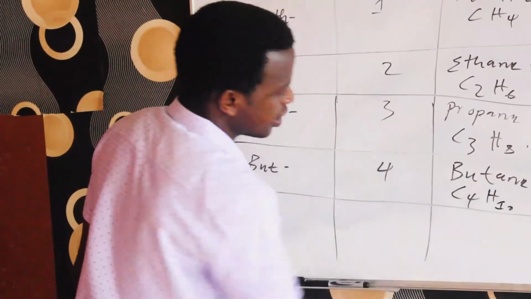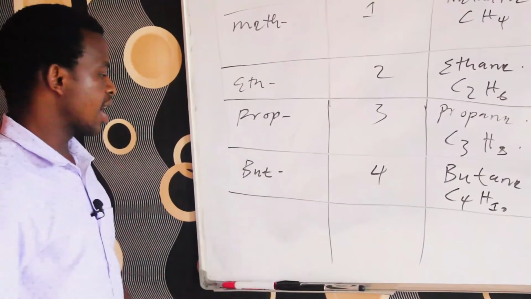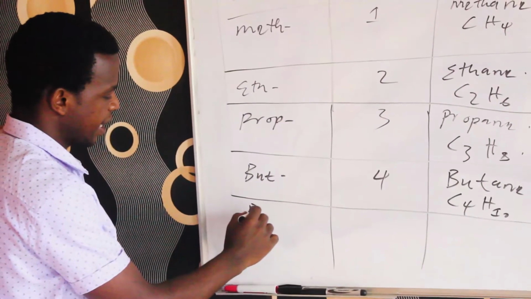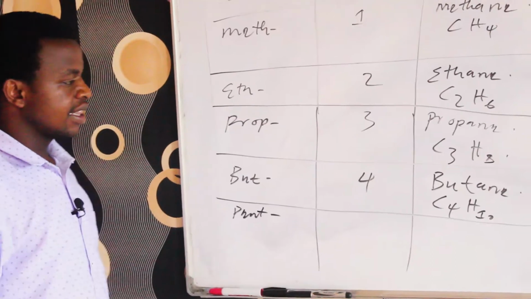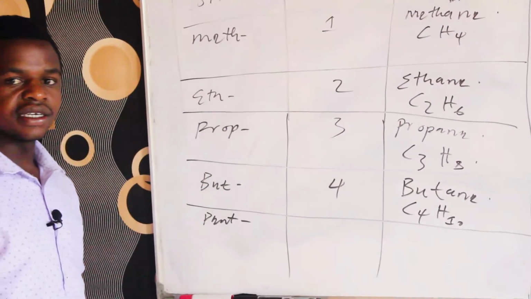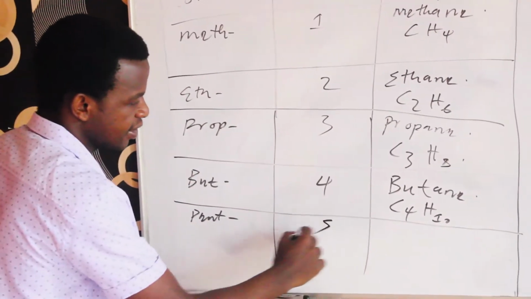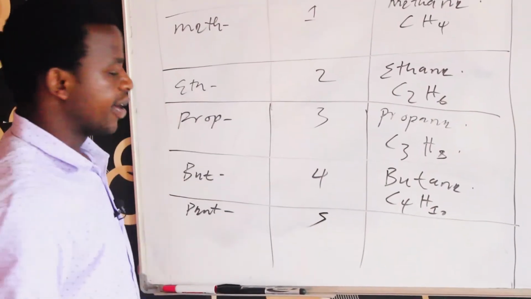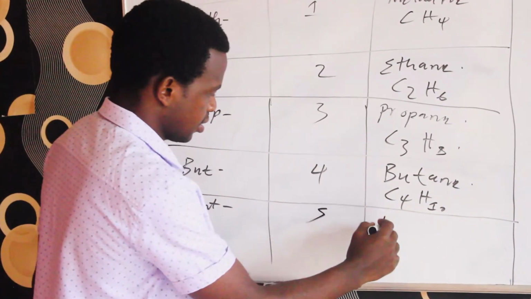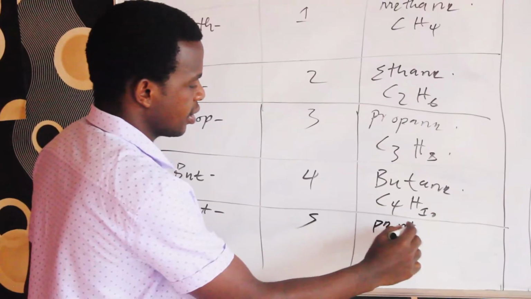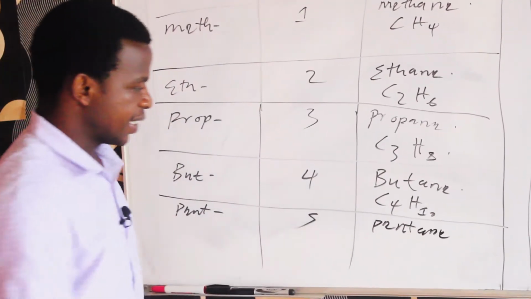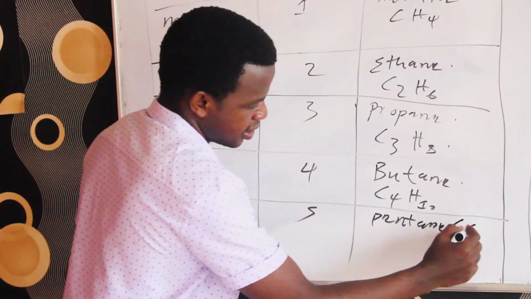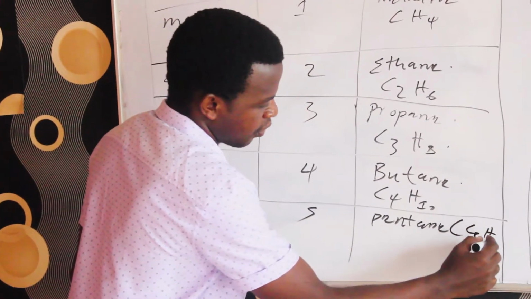Another situation, if the name starts with pent, the number of carbon atoms in that organic compound is 5. And an example from the alkanes there is going to be pentane. And the formula of pentane is C5H12.